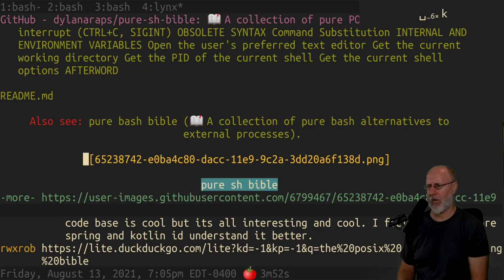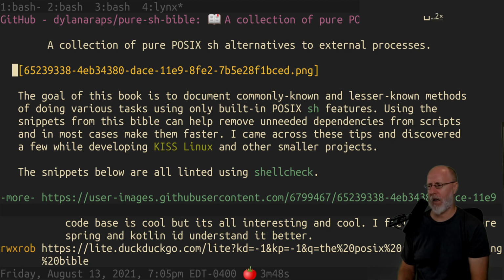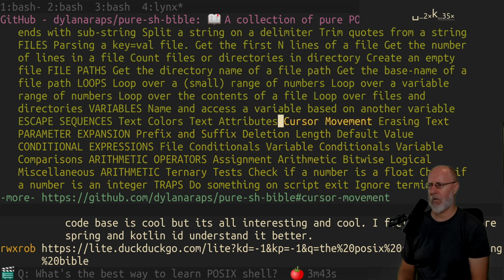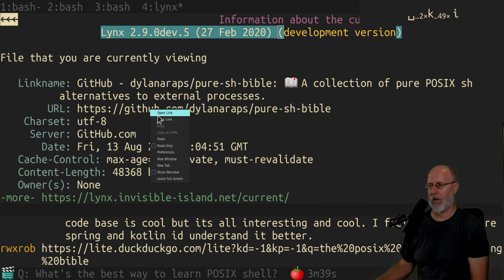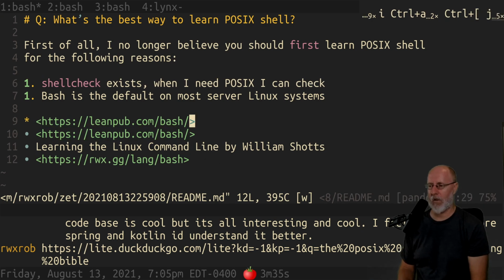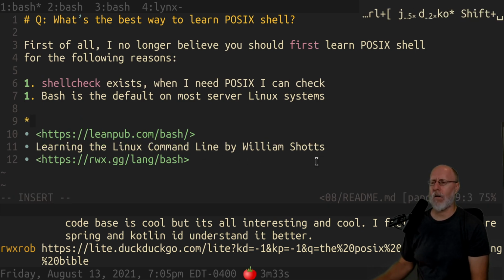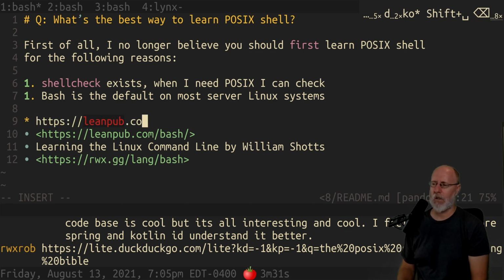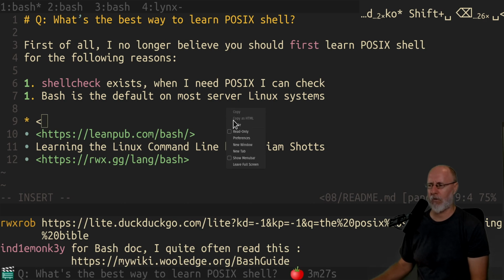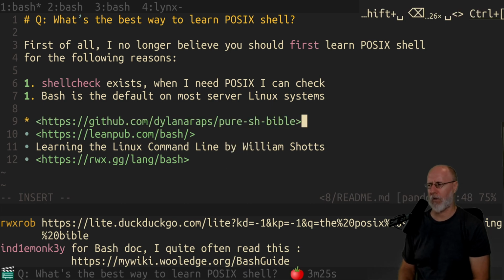Collection of pure bash alternatives, pure SH Bible. Where is the link to the actual? I guess this must be it. I thought maybe there was something else here. I guess not. So we're going to go ahead and put that copy in there. So that's another one. What else we got? We got 3 minutes left. There is a huge POSIX shell wiki out there that usually pops up in research and in results when you look for it.